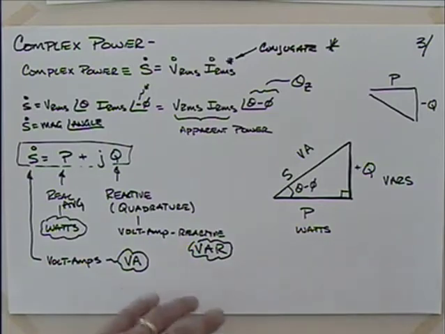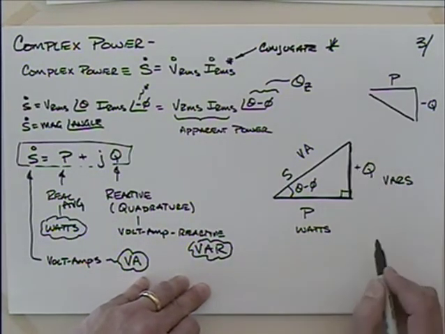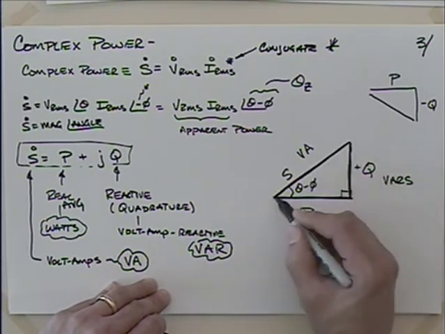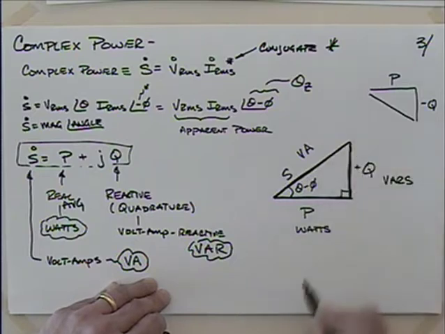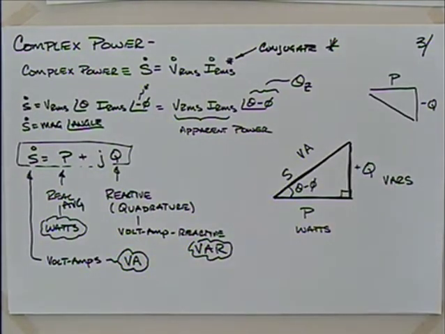But here, on the real portion is the watts. Here in the imaginary portion, whether it's positive or negative, is the VARs. And then this hypotenuse, that's the complex number, the combination of that, the complex power, that's volt amps. So the units are a real help in sorting out what you have.